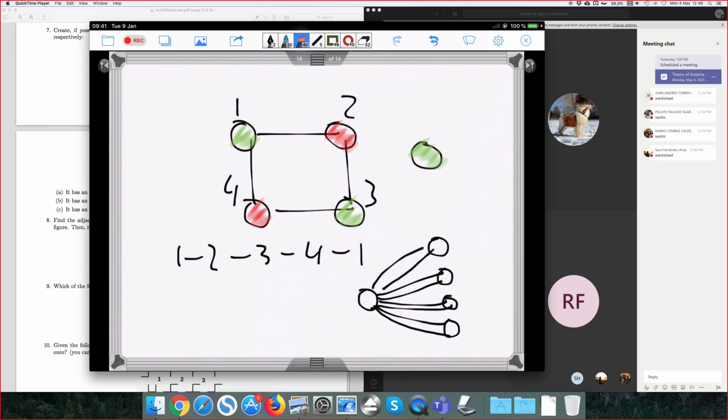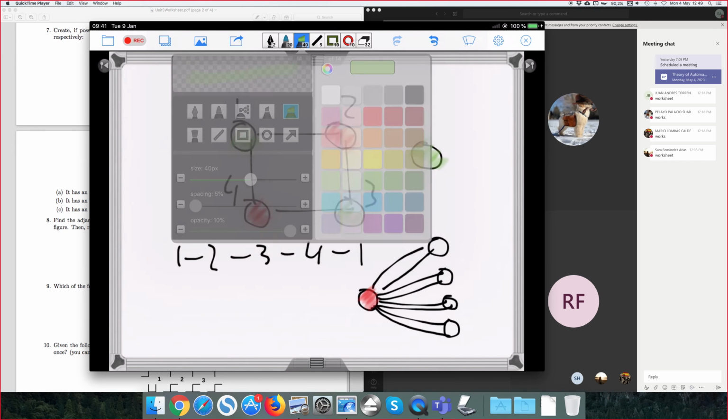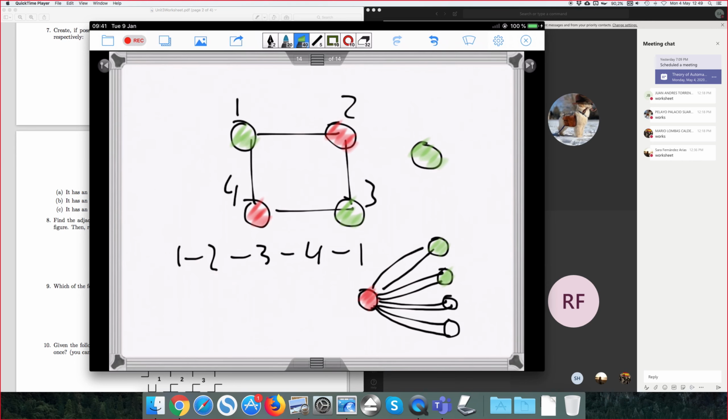Okay, and obviously this graph is two colorable. In fact, it's a bipartite graph. And remember that a graph is two colorable if and only if it is bipartite. Okay, so in this case we have a bipartite graph, and we can use a color for one of the parts and another color for the other part.